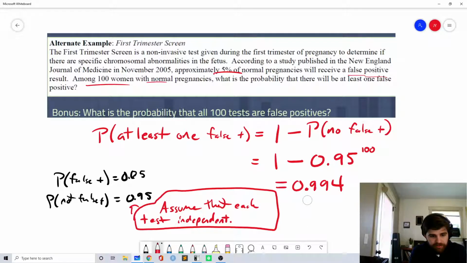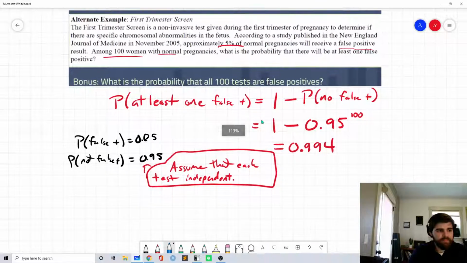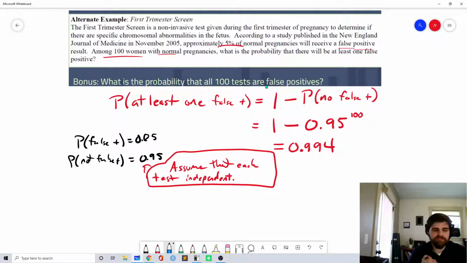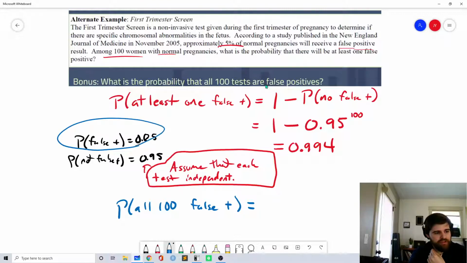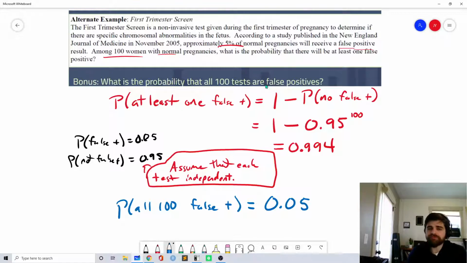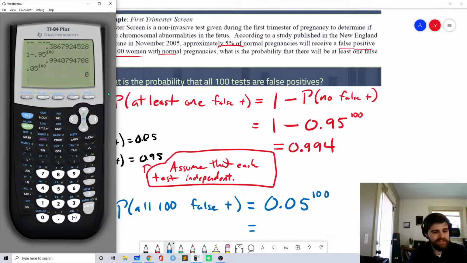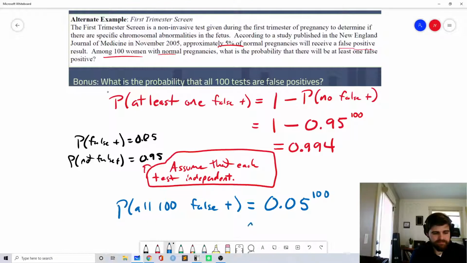All right, before we wrap up here, this idea of independence, we're going to take a look at the probability that all 100 tests are false positives. So we're going to solve this a similar way. The probability of one false positive is 0.05. And we want all 100 events to come out that way. So we're going to multiply that 0.05 times itself 100 times. And if we do that in our calculator, it's going to tell us that the probability is 0.